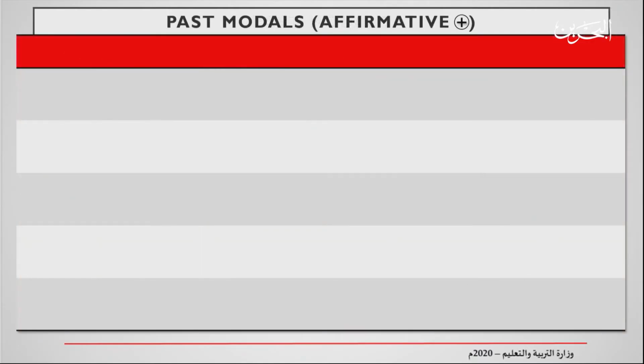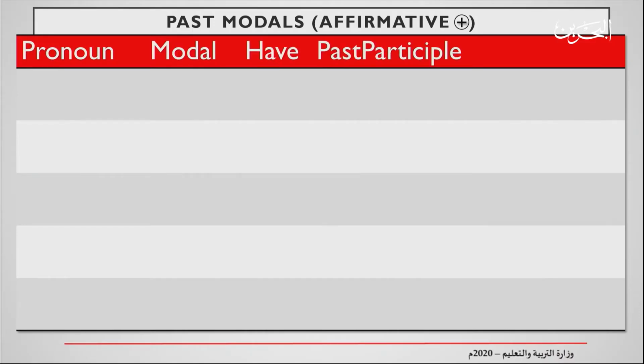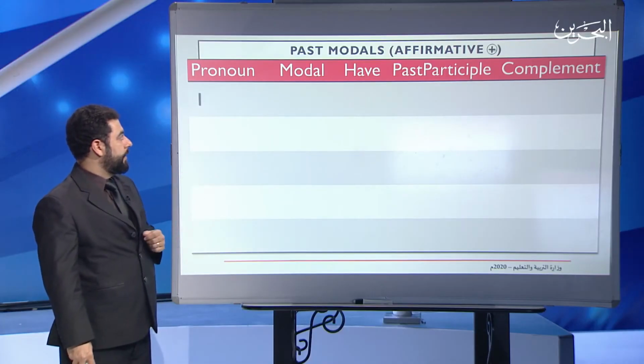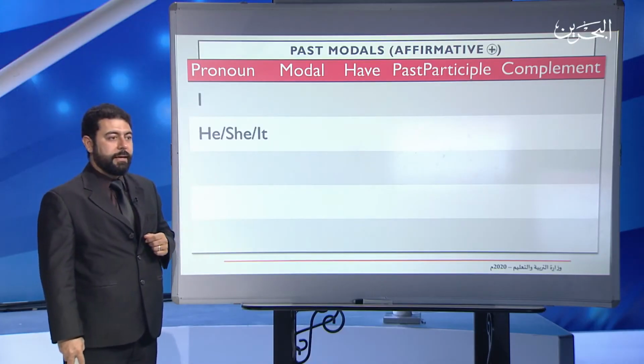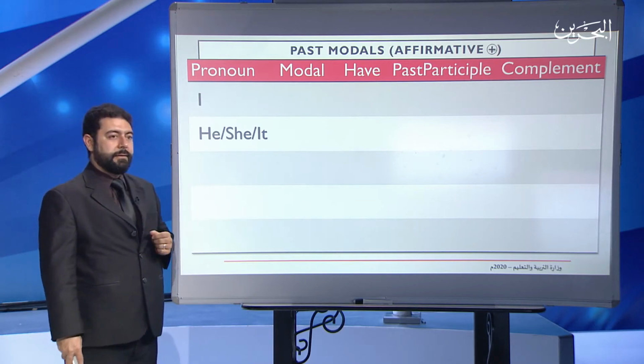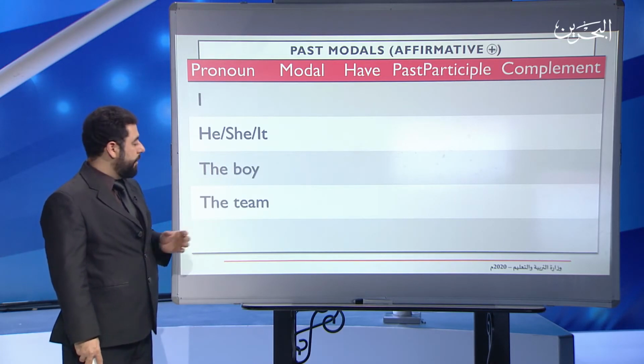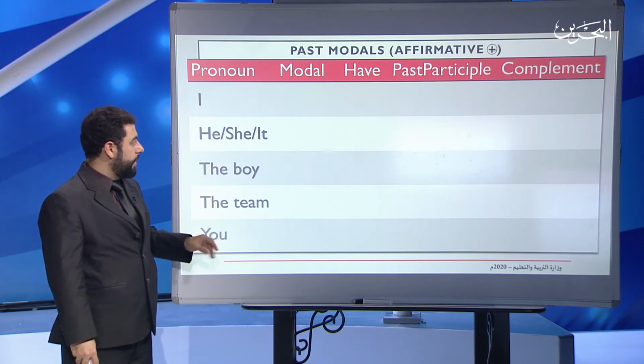So, building past modal affirmative sentences. That means positive sentences. We start with a subject pronoun, and then a modal, and then have, then past participle, and then a complement, the completion of the sentence. So, let us put the subject pronouns. For example, you can say I, or he, she, it. You can use the boy as a subject, or the team, or you.